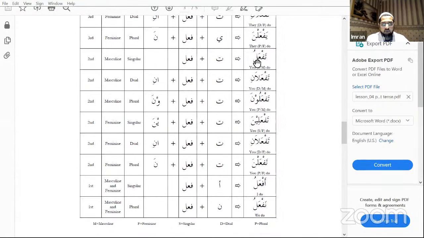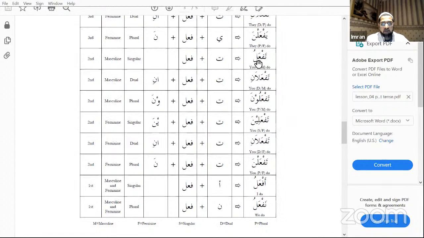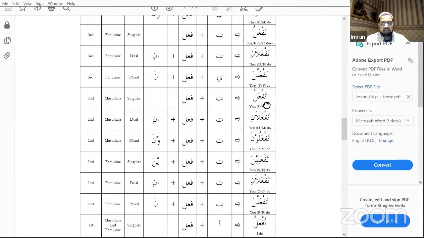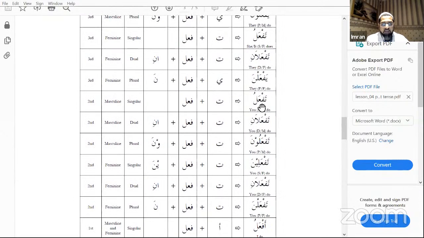All of these six forms, taf'alu, taf'alani, taf'aluna, taf'alina, taf'alani, taf'alna, have tas in the beginning, and taf'alu is the same as she is doing as well. Taf'alu: she is doing and you, one male, are doing. But you tell from the context whether it's referring to the masculine or the female third person. Then the dual is made by alif noon, taf'alani. The plural, you all boys are doing, is taf'aluna.